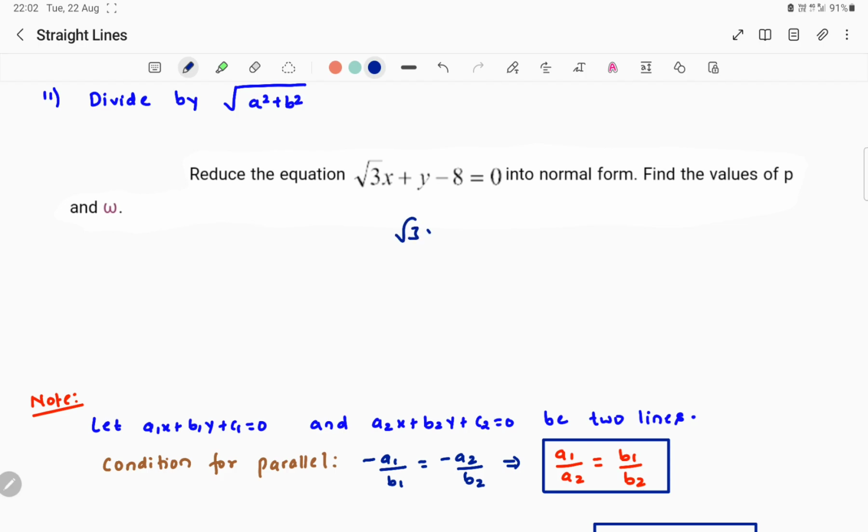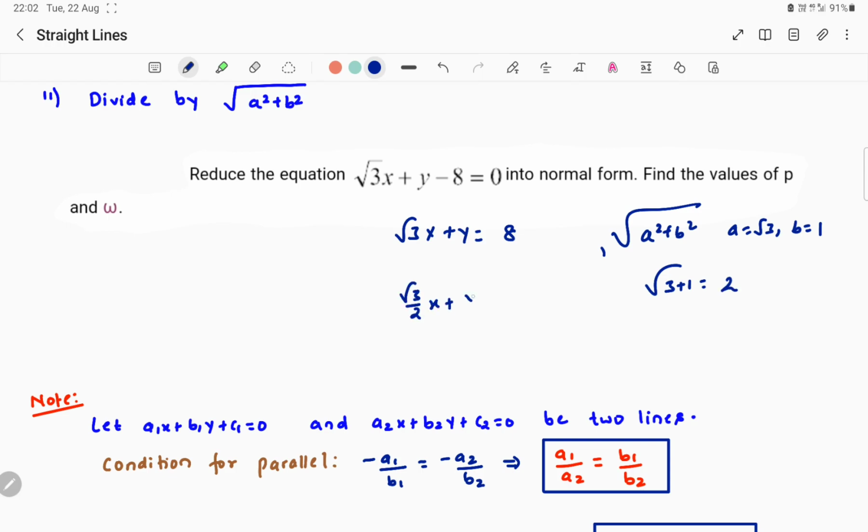I'm going ahead. So this I can write as root 3 x plus y is equal to 8. I can see the constant is already positive. So now I have to divide by what? Root under a square plus b square. So what is a? A is root 3 and what is b? B is 1. So when you evaluate this, you get root 3 square, which is 3, plus 1 square, 1, so we get 2. So we'll divide by 2, so our equation will be root 3 by 2 x plus y by 2 is equal to 4.